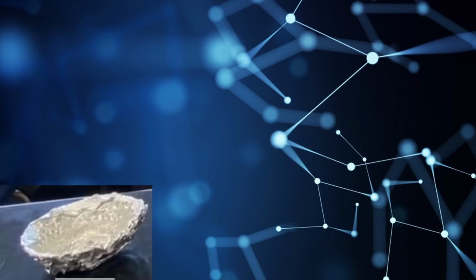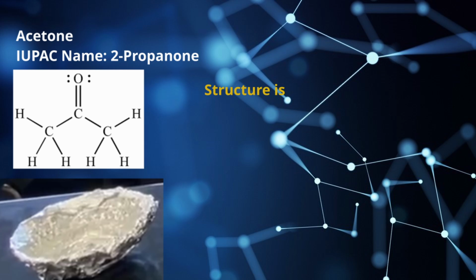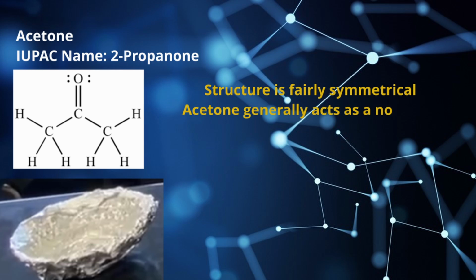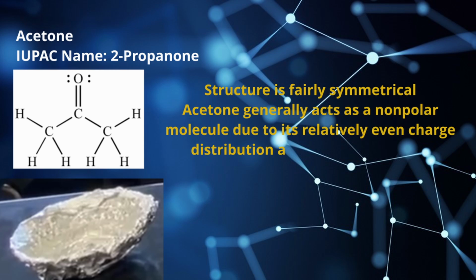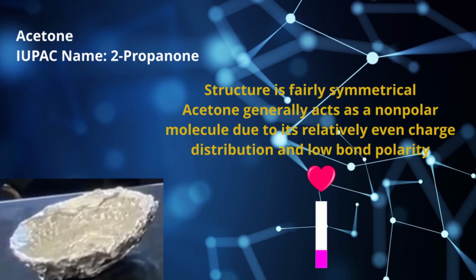The bowl we used in the video actually had a molecule called acetone in it, or by its official name, 2-propanone. As you can see, acetone is a fairly symmetrical molecule, and despite the oxygen making it slightly polar, acetone generally acts as a nonpolar molecule due to its relatively even charge distribution and low bond polarity. This means that acetone molecules have relatively low attraction to each other. This means that the expansion of acetone is only slightly endothermic, meaning it requires only a little bit of energy.